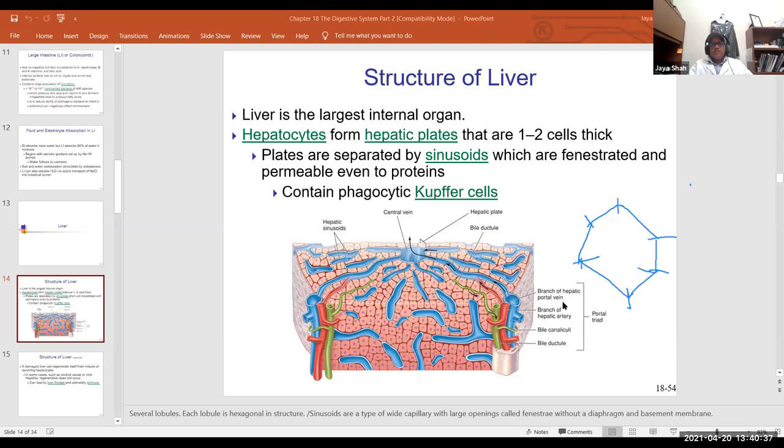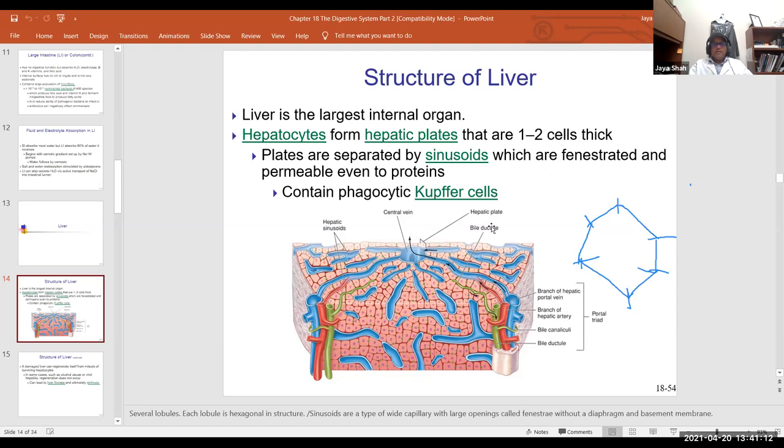These three structures, the branch of the hepatic portal vein, the branch of the hepatic artery, and the bile ductule, together are called the portal triad. And how many portal triads will you have in each lobule of the liver? Six. Yes. And then blood drains from here into the central vein. The central vein will be in the center here, and ultimately joins the hepatic vein. And then the hepatic vein joins the inferior vena cava.